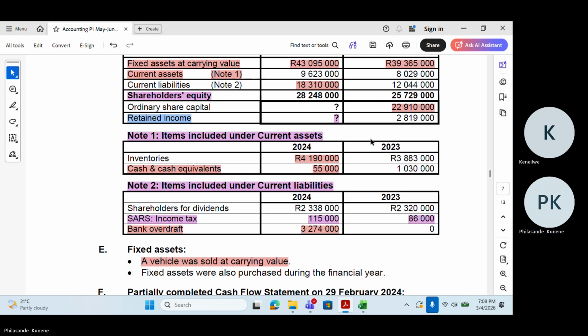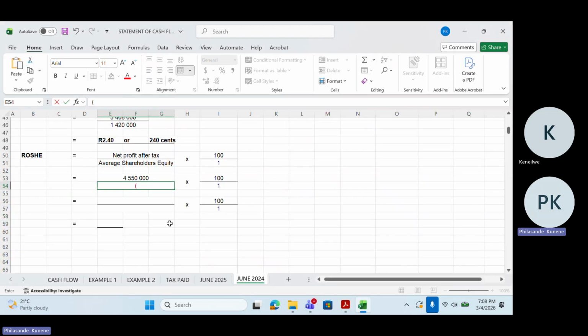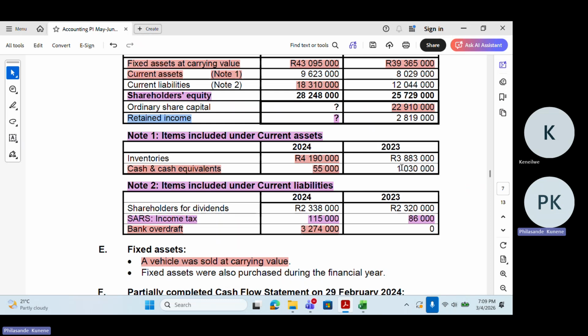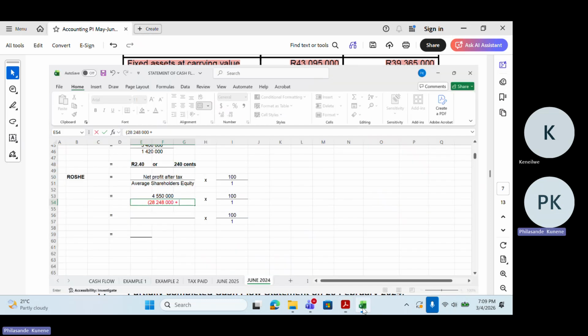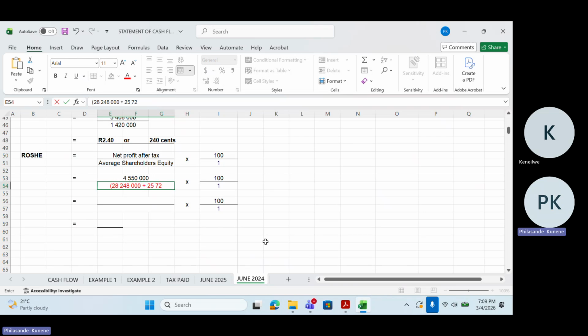Yes, 28,248,000, and then I need to say plus 25,729,000 rands. Okay, and then I say divided by 2, both of them. So you add them first, you get the answer, then you divide it by 2. You can say multiply by 1/2.